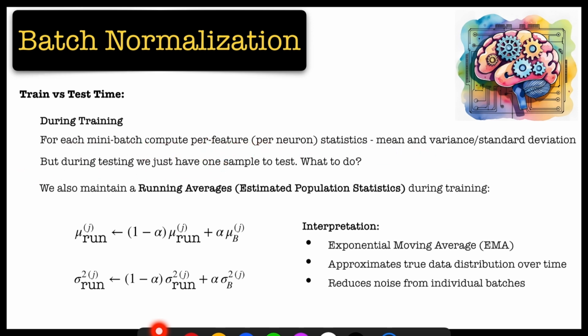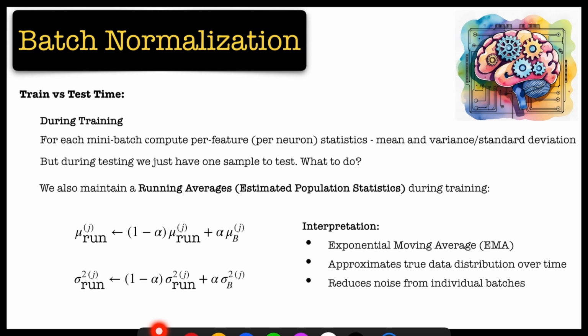But during test time we just have one sample to test. We don't know the mean and variance at that time. How will we calculate that? It has to go through this batch normalization layer as well, right? What will be the mean and variance for that test data?